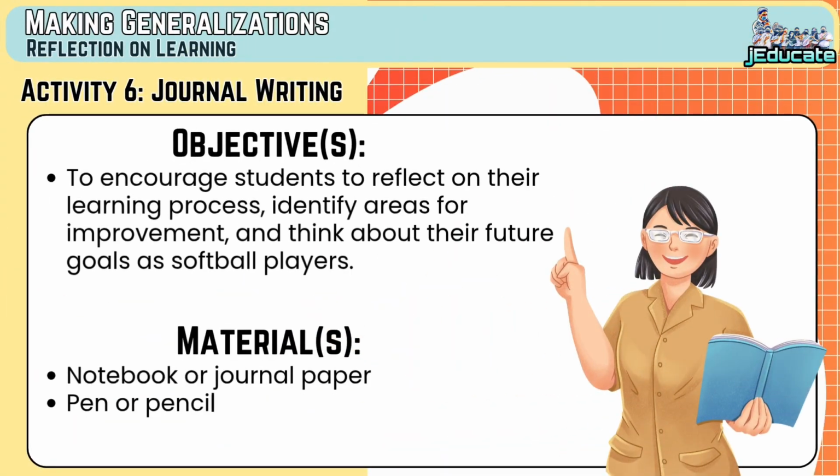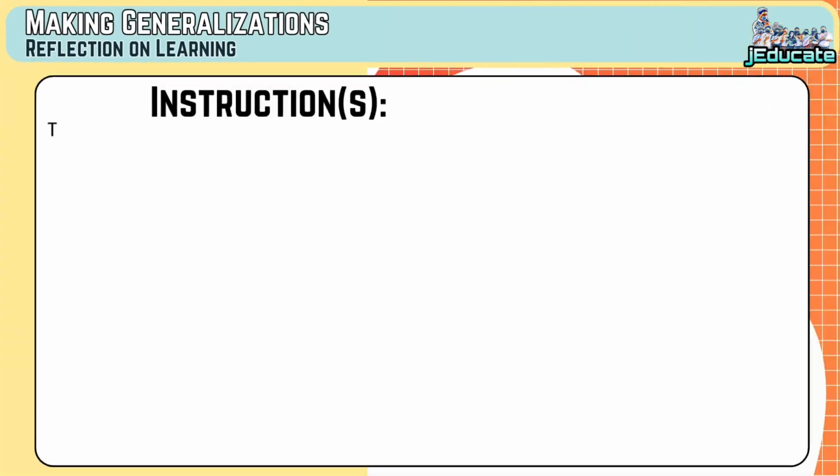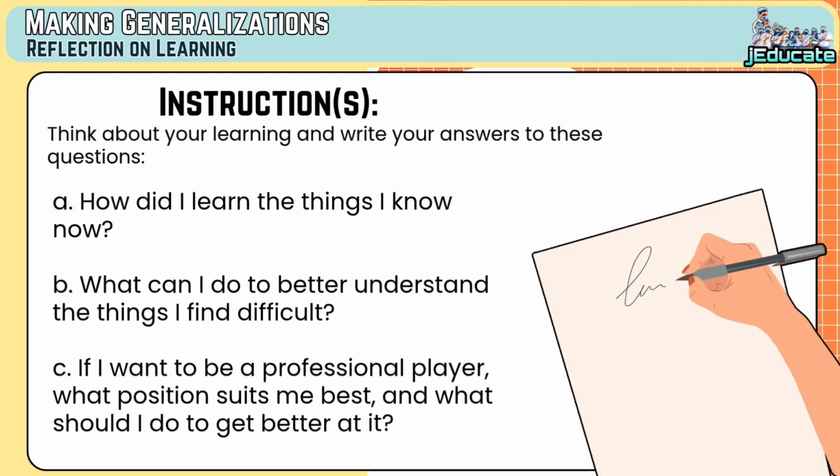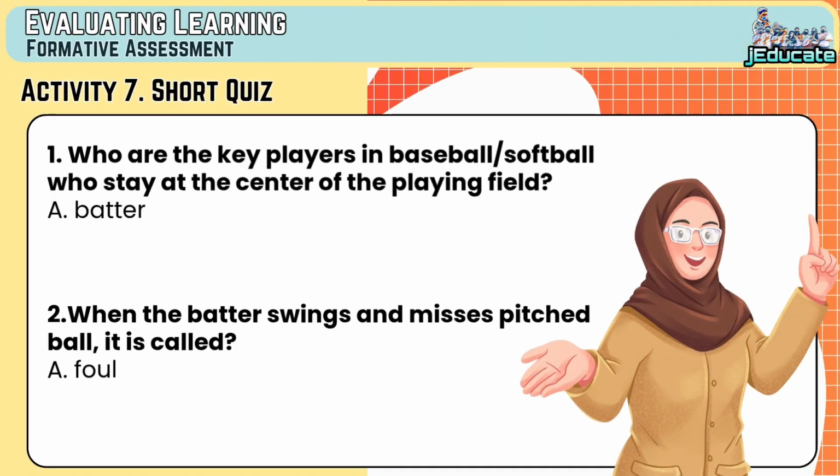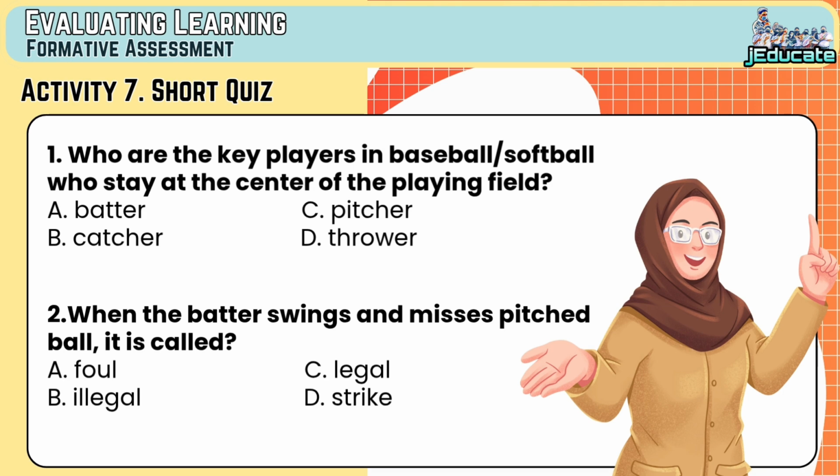Making generalization, reflection on learning. Activity 6, journal writing. Instructions. Evaluating learning, formative assessment. Activity 7, short quiz.